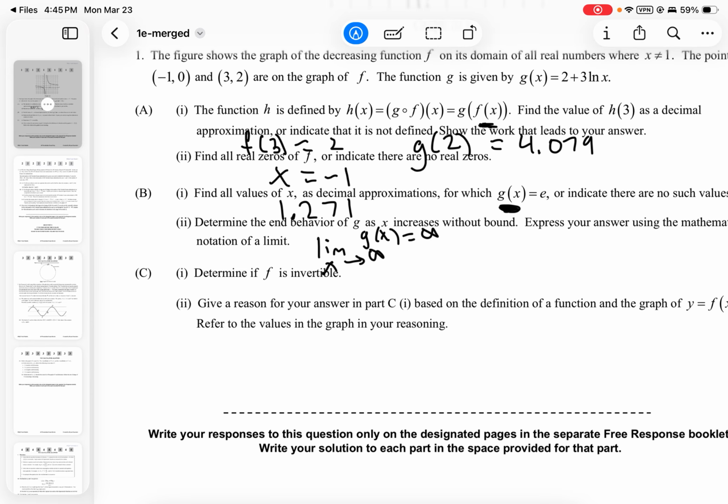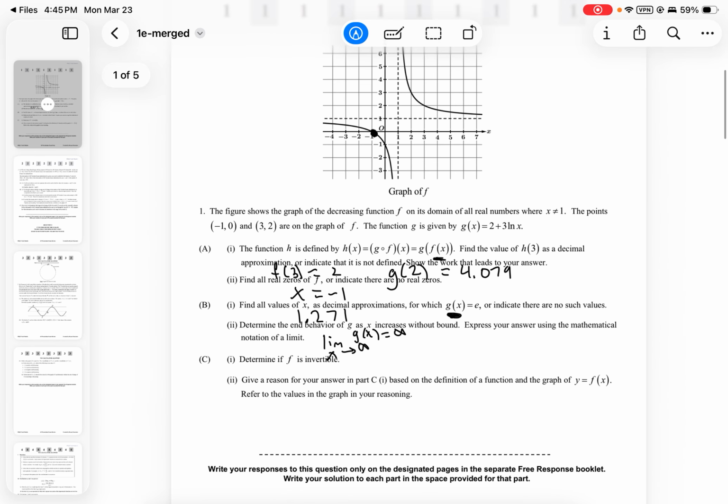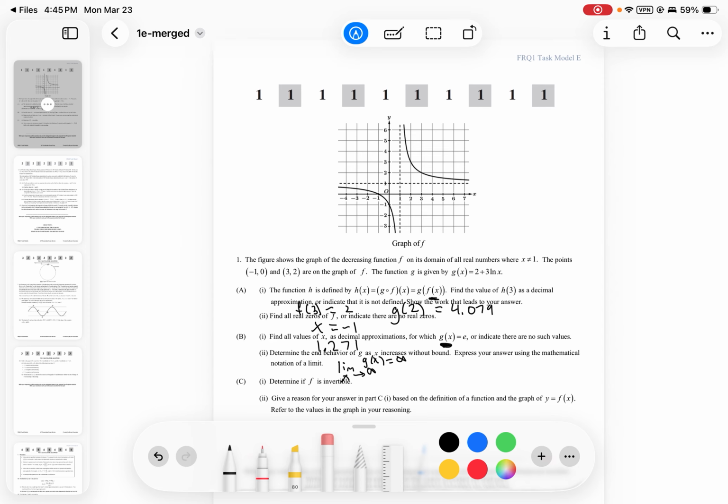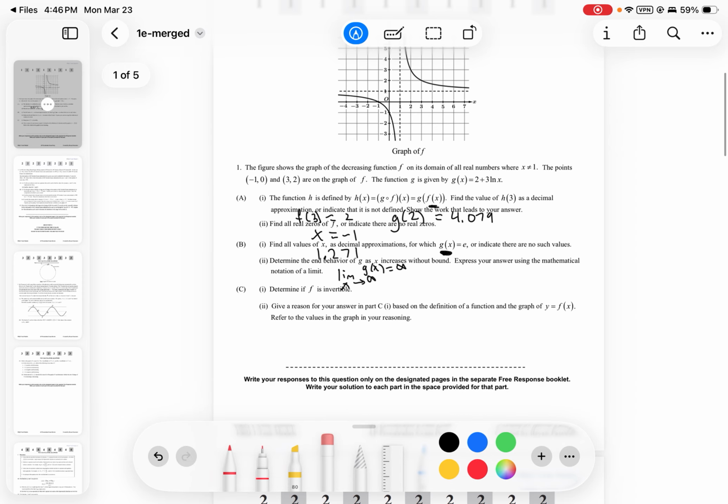All right, determine if f is invertible. That means, does it have an inverse function? Well, let's look at it. We're looking to see, does it fail the horizontal line test anywhere? Is there anywhere I could draw a horizontal line and hit more than one point? It doesn't look like it. If you take your paper and just flip it, you'll see that there is nowhere. So yes, this is invertible. Yes, f has an inverse function.